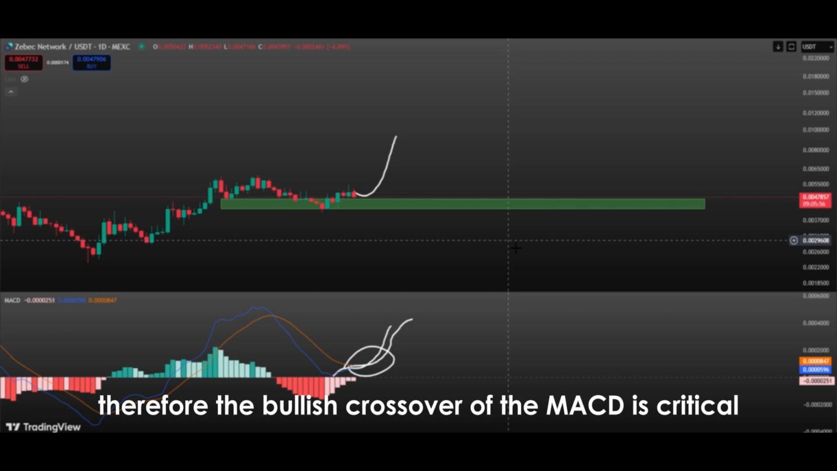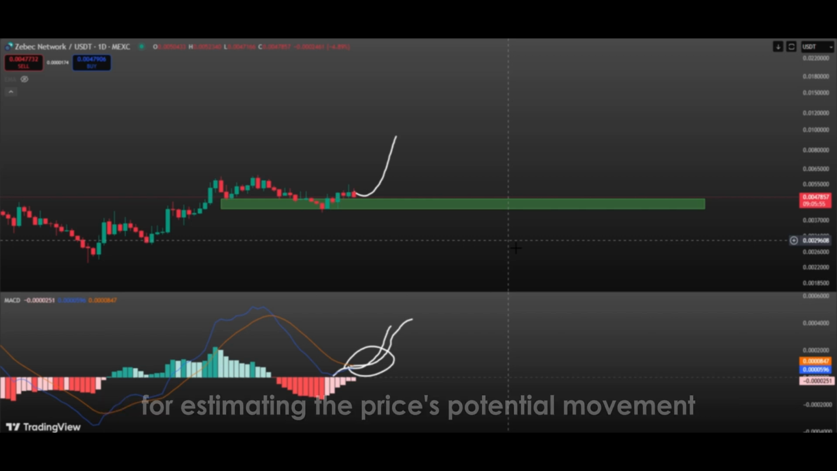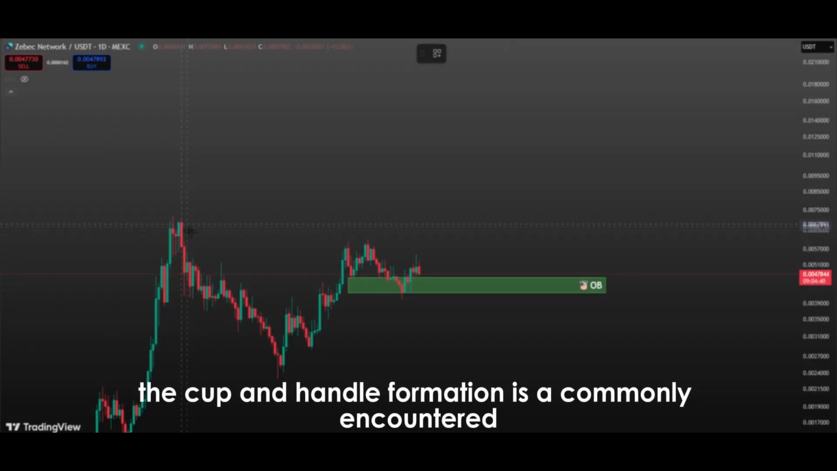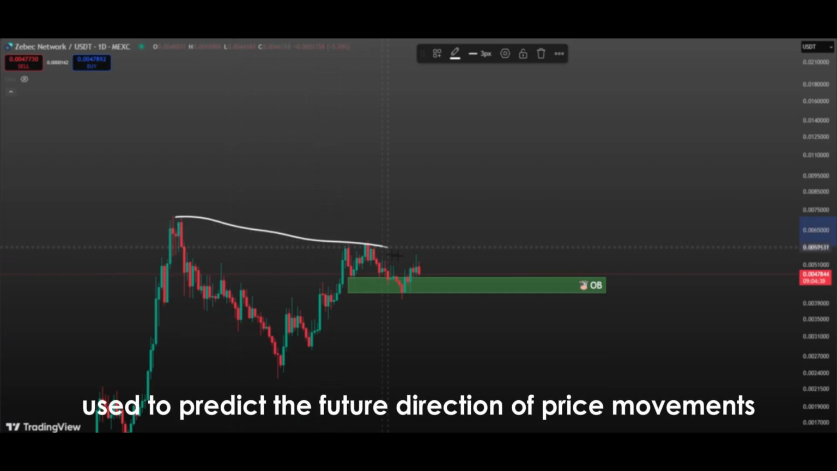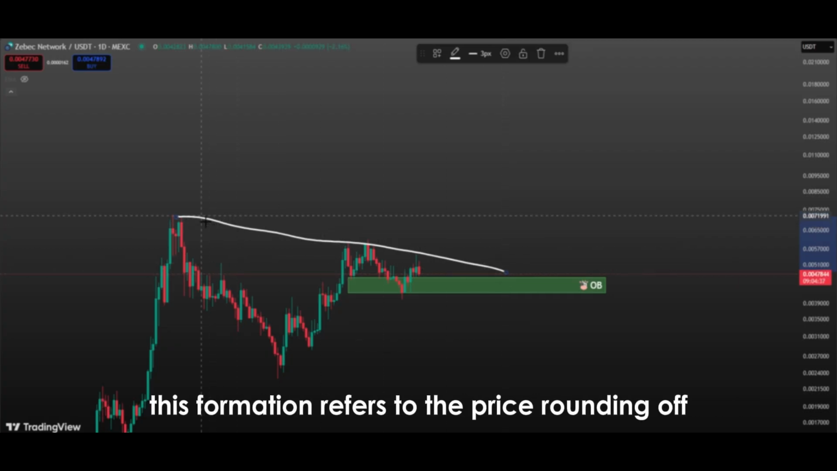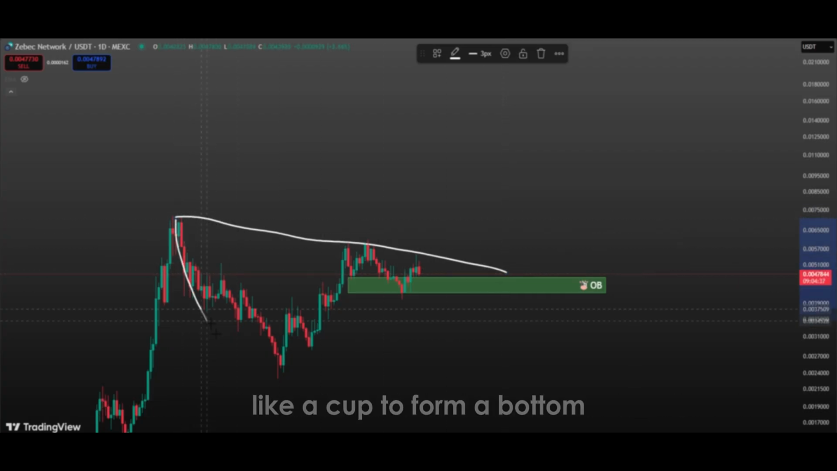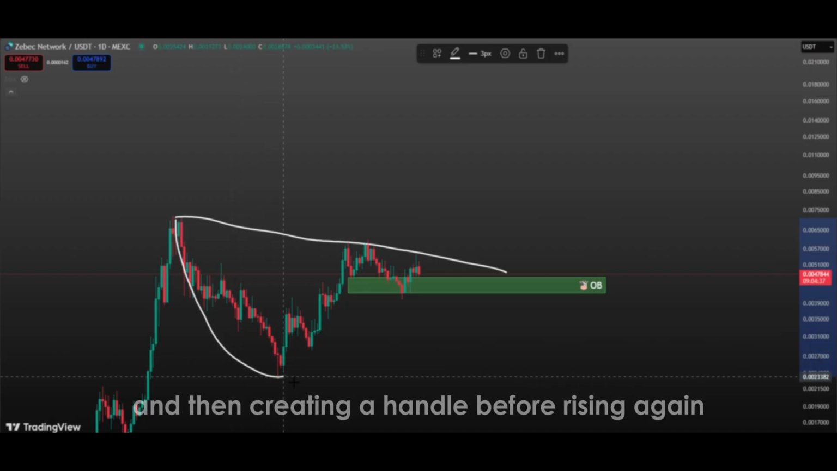Therefore, the bullish crossover of the MACD is critical for estimating the price's potential movement and its speed. The cup and handle formation is a commonly encountered and classic chart pattern in technical analysis used to predict the future direction of price movements. As the name suggests, this formation refers to the price rounding off like a cup to form a bottom and then creating a handle before rising again.